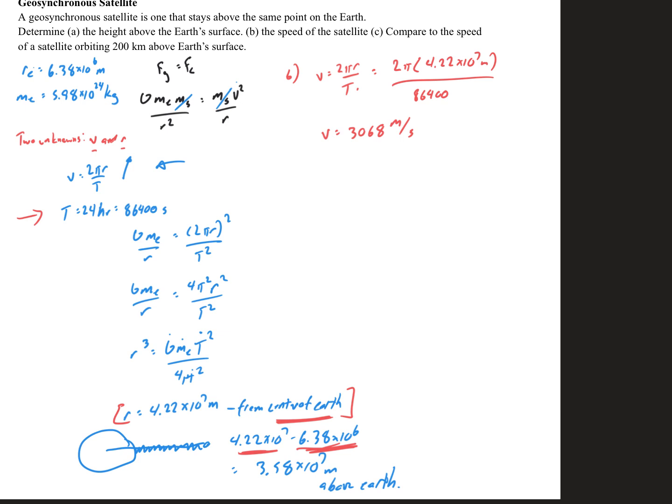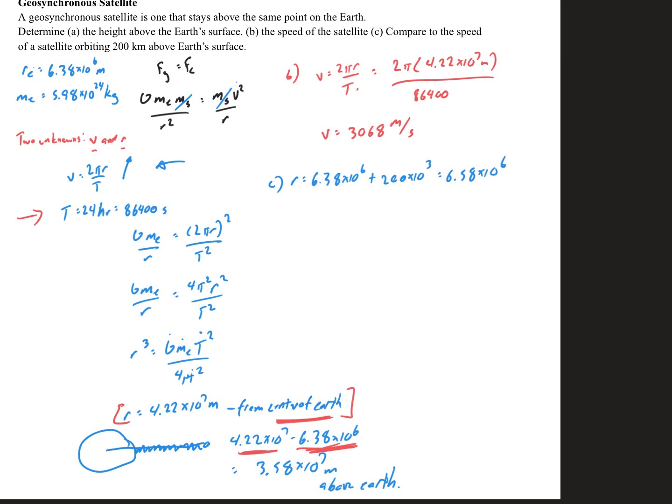The last thing we want to look at is to compare that to the speed of a satellite orbiting 200 kilometers above the Earth's surface. Once again, assuming the synchronous orbit there, the new radius has to be a little different. The radius here would be 6.38 times 10 to the 6th, that's the radius of the Earth, plus my 200 kilometers. I kind of cheat when I do this. There's my 200 kilometers, 200 times 10 to the 3rd. So I get this number that I'm going to use for my orbital radius, 6.58 times 10 to the 6th.